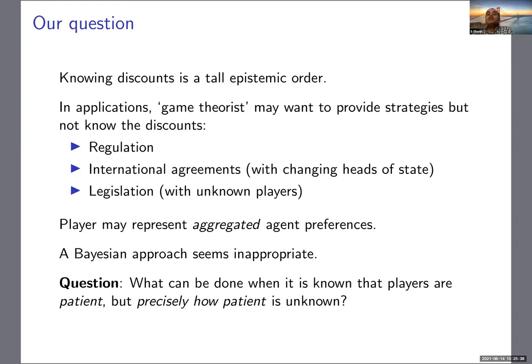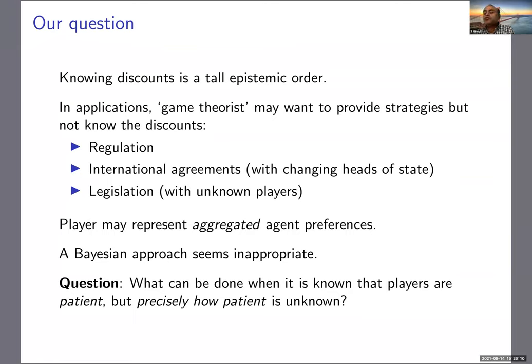Legislation is another example. There are parties legislating things, and there are many targets of legislation. We don't know their individual discount factors. In some of these examples, a player, for example in a bargaining situation, might represent aggregate agent preferences. There are a bunch of agents that you're bargaining for, many, many workers or many, many firms, with slightly different preferences. Can we get this sort of one-size-fits-all thing to work?